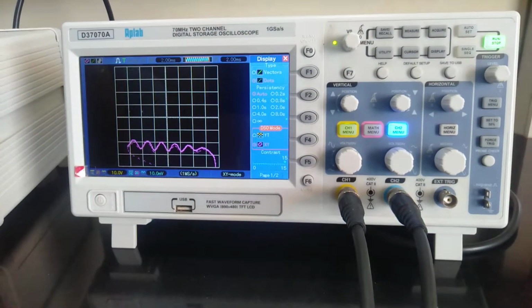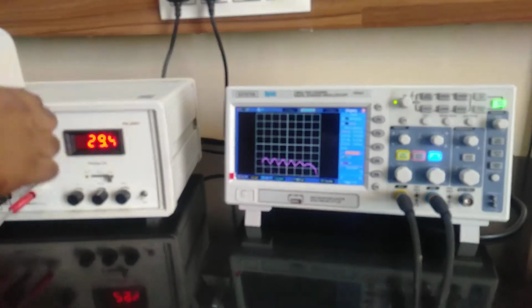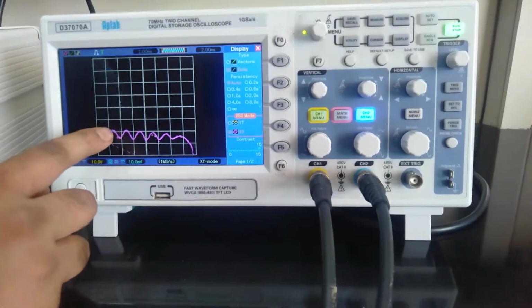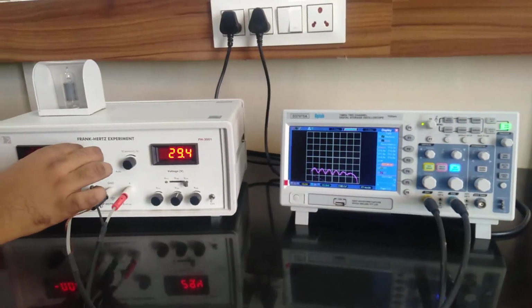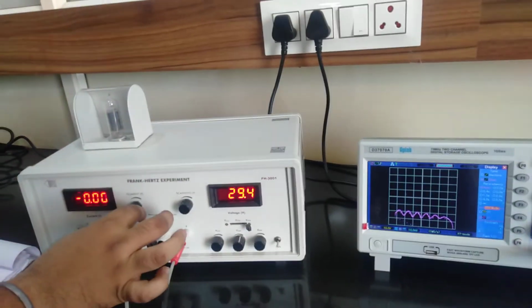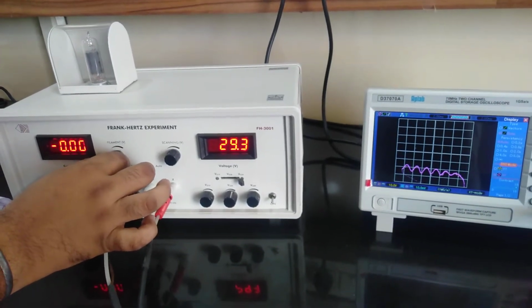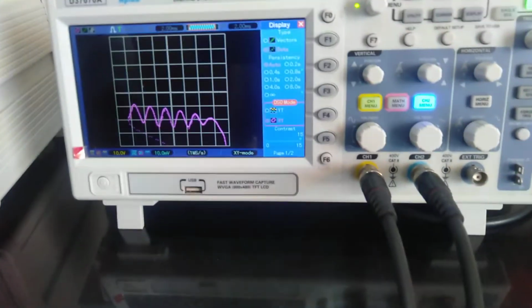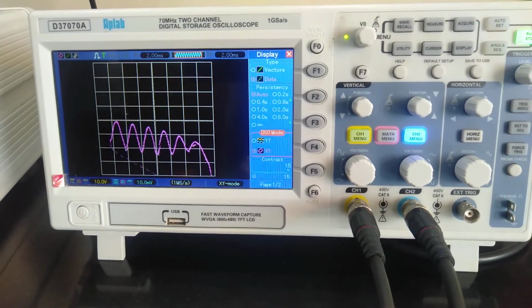Okay, so you can see that you are seeing a spectrum automatically. Now you can see this is not very clear, you can't differentiate between the amplitudes. So what we will do here, we will increase the filament voltage. Okay, and now you see that, it will take some time, and you can see that the amplitude is increasing.